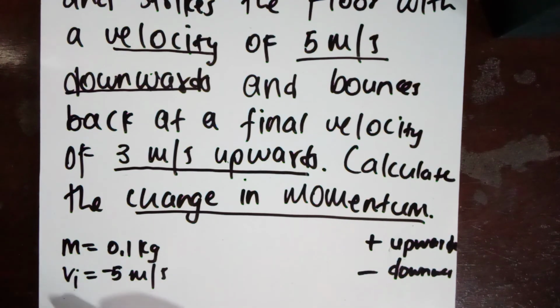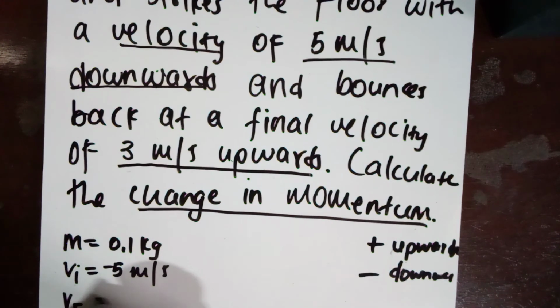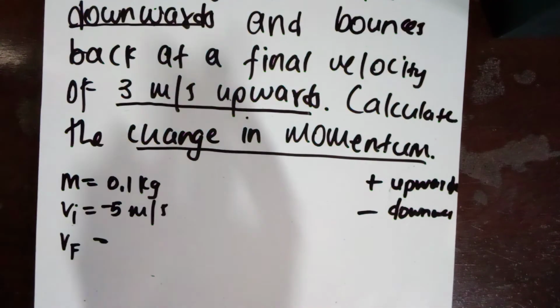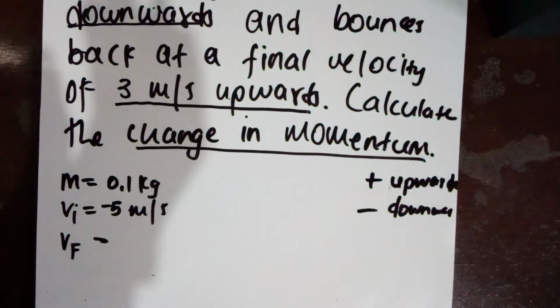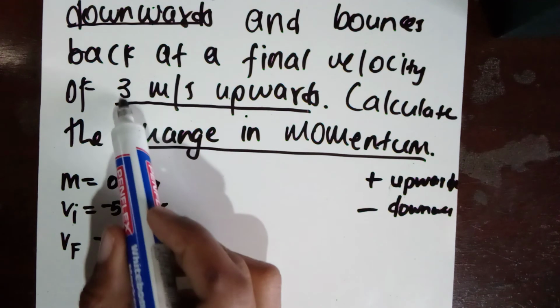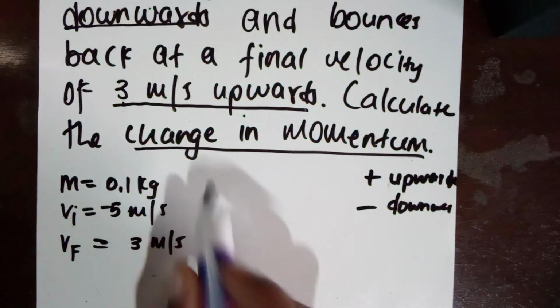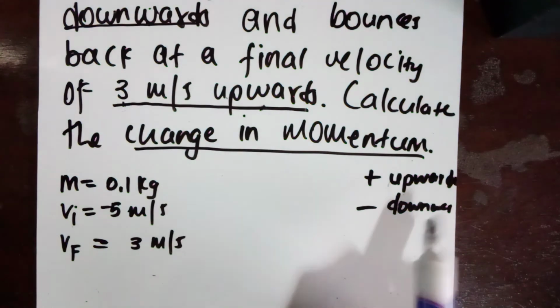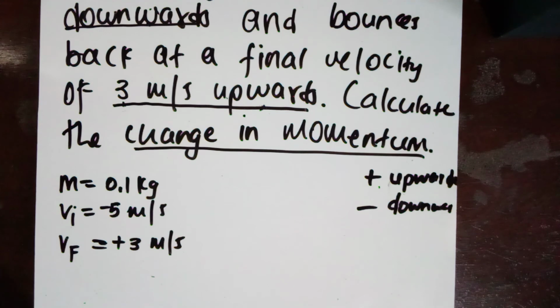Remember, this vi just means initial velocity, and then we have the final velocity vf, and they said that the tennis ball hits the floor and then bounces back. So it bounces back at a velocity of 3 meters per second. And then they say it's going upwards. So we said upwards is positive. So this will be positive 3 meters per second.